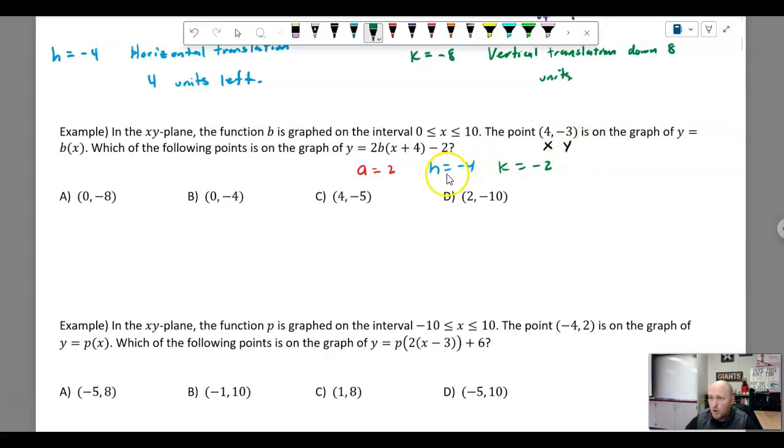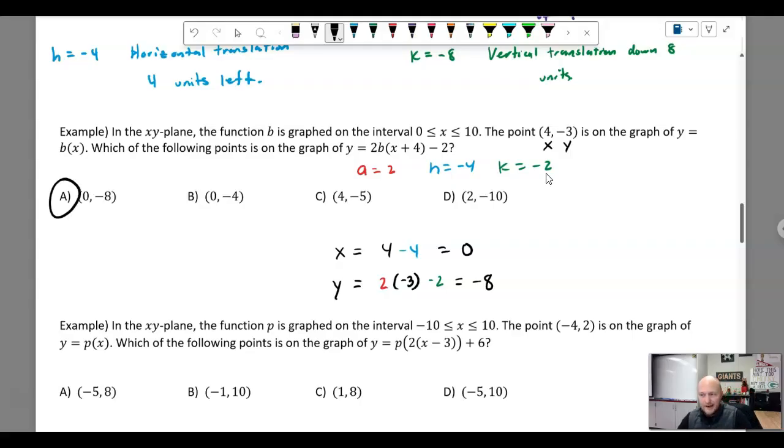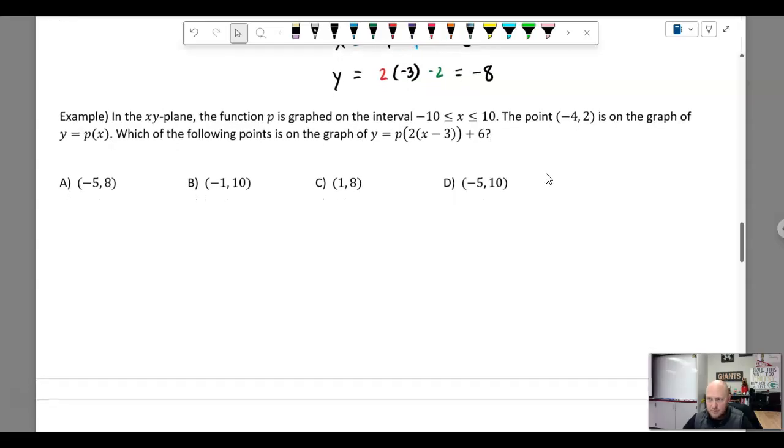Well, remember, I have a horizontal component here with the h. So my x value is going to be 4 minus 4, which looks like it's going to be 0, okay? And then your y component is going to be affected by the output parameters, the a and the k. So a times y, remember ay plus k. So 2 times -3 plus k, which is -2. So we get -6 take away 2 is -8. Answer A.